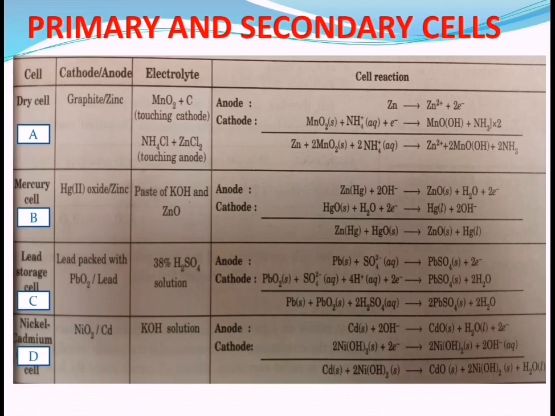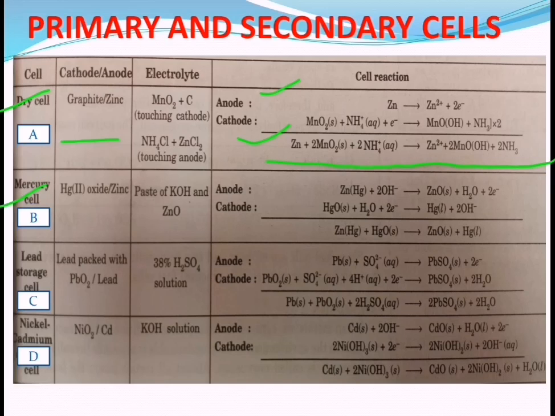Here I take the screenshot from a book for an easy recapitulation of the topic. The first cell, primary cell, is the dry cell in our syllabus. In the dry cell the cathode is graphite and anode is zinc. The electrolyte used is manganese dioxide plus carbon and ammonium chloride plus zinc chloride, and the important part is the reaction taking place at anode and cathode. You have to learn the reactions that take place at anode and cathode, and at last the overall reaction.